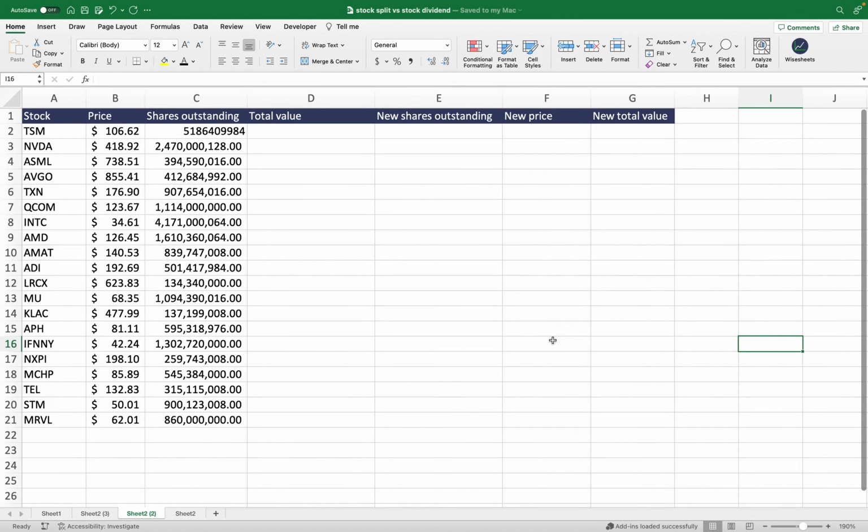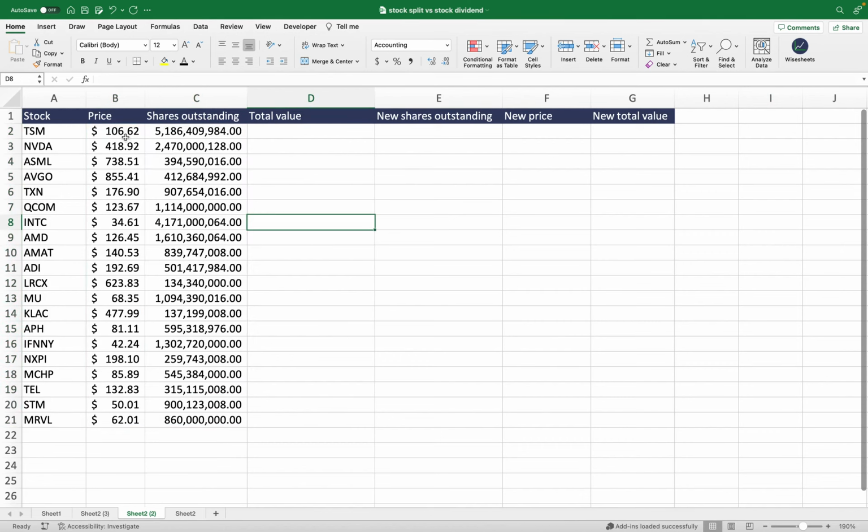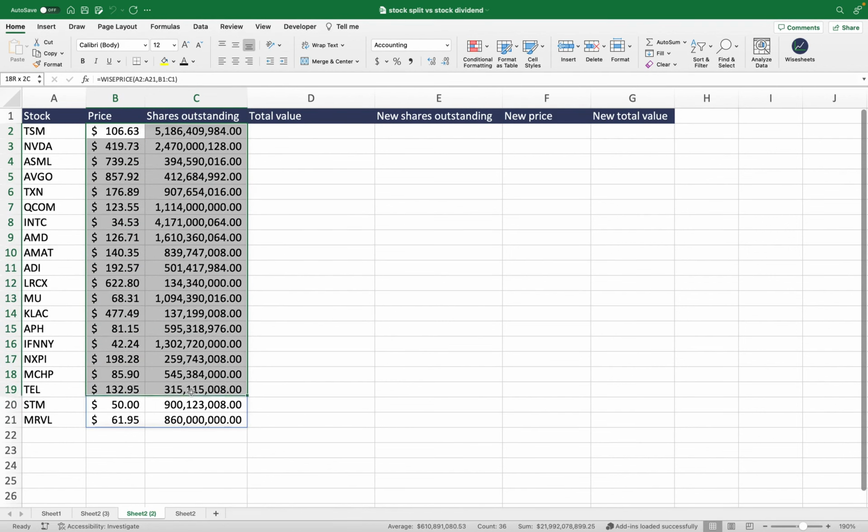Okay, so now for the other side of the coin, we have the stock split. So in this case, what we're gonna do is we have the same list of stocks. We also have the current price per share and the number of shares outstanding. So what we're gonna do is we're going to refresh this information. So I'm gonna go here on this cell that has the price function, click enter, and right away the data will update. So now with this table, you will get a much better idea of what happens when a stock split does take place.